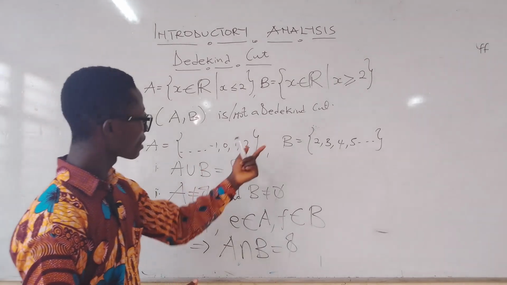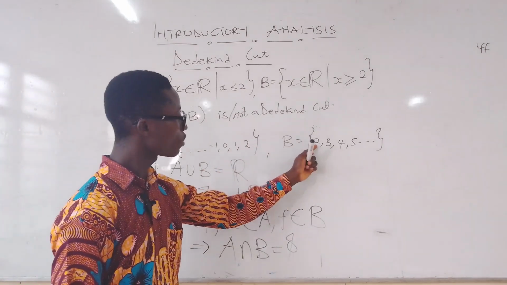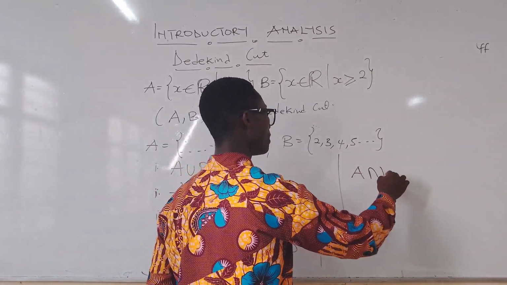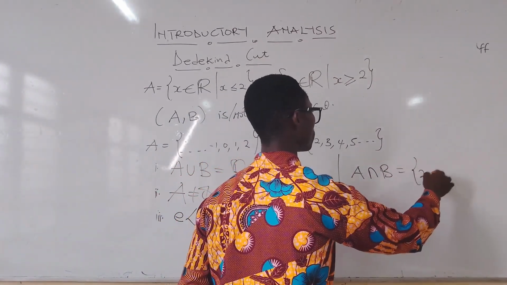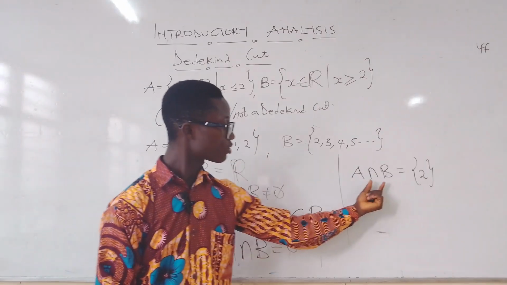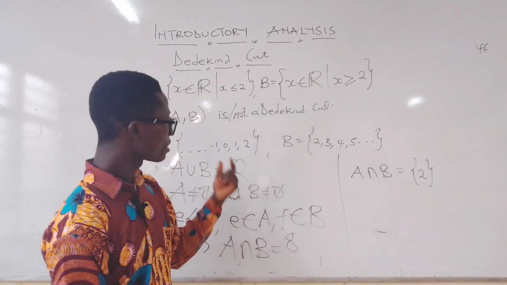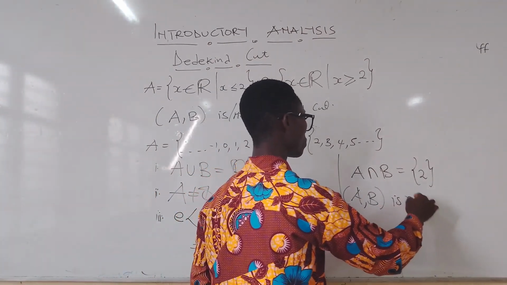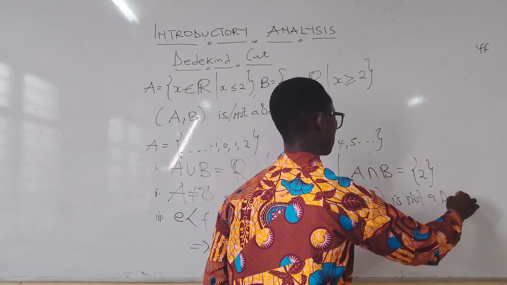Let's try to find the intersection. You can see we have 2 here, we have 2 here. And since the intersection between A and B is equal to the set of 2, then it implies that this condition has failed, it's not equal to an empty set. So we can say that A, B is not a Dedekind cut.